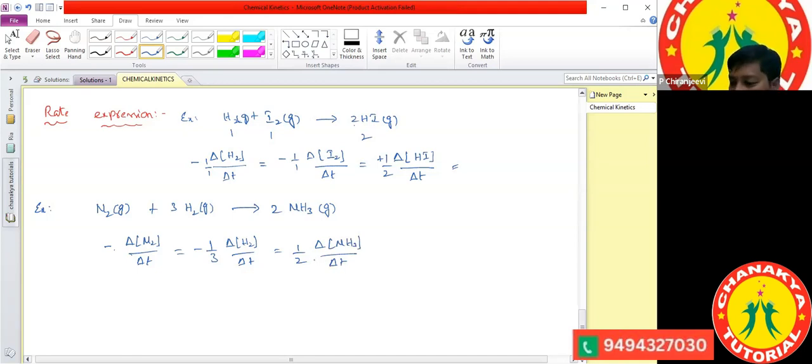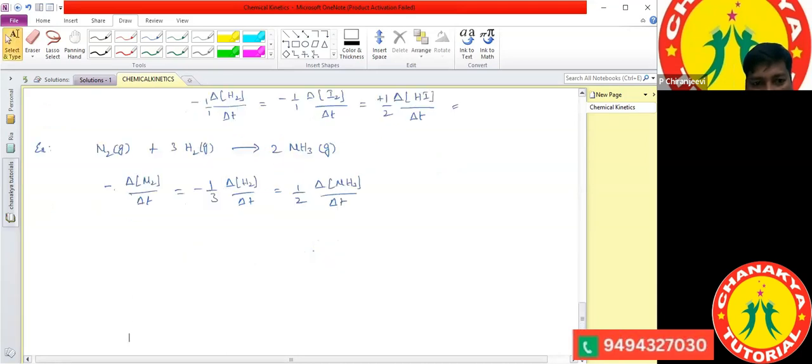For clarity, can I give one more example to make you perfect? I'm giving one more example here. Here 2 moles of NO, nitric oxide gas, reacts with 1 mole of chlorine gas. It forms 2 moles of NOCl, nitrosyl chloride.